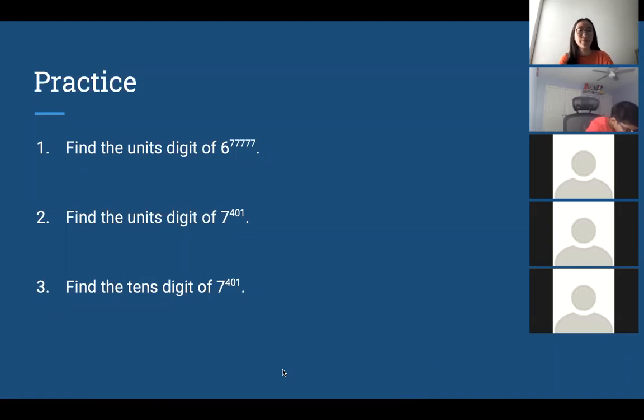All right. Has anyone found the pattern for 7? The unit digit of 7? Yeah, I found the pattern, but I'm about to solve. All right, that's great.